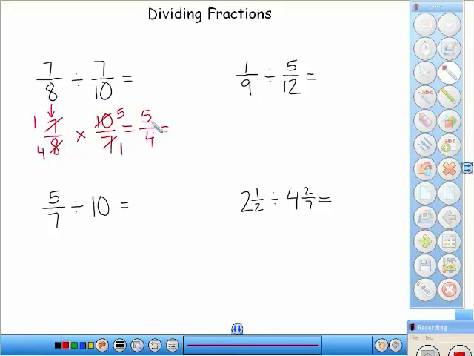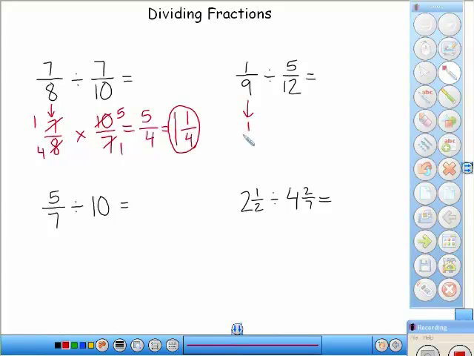Now, we have an improper fraction, so we're going to need to convert that. 4 goes into 5 one time, and how many would be left over? You'd have 1 left over, and we always keep the denominator the same. So this would be our answer, 1 1/4. Let's take a look at this one. We'll follow the same steps.